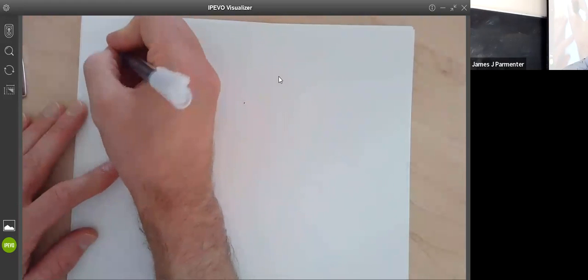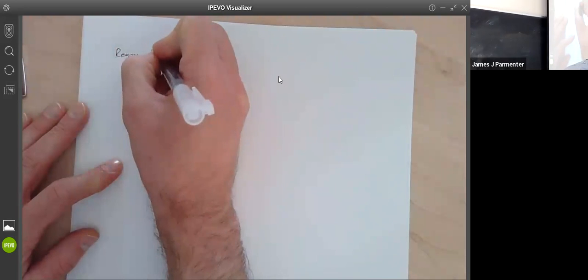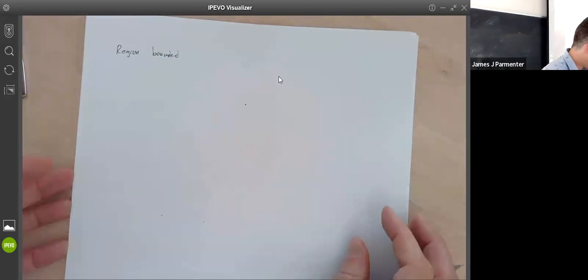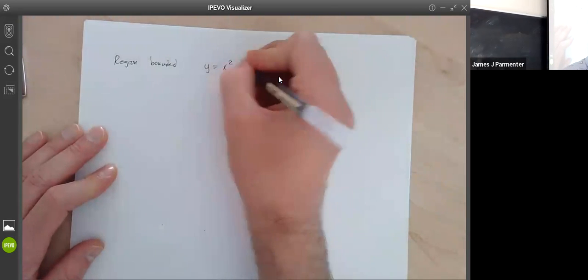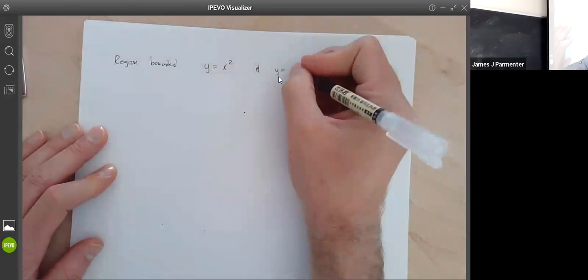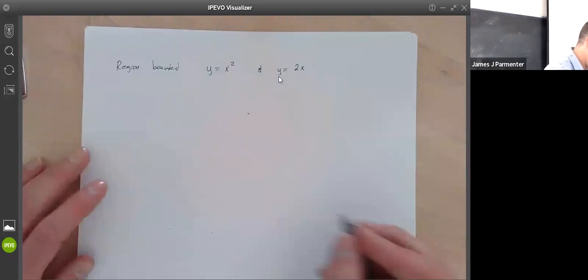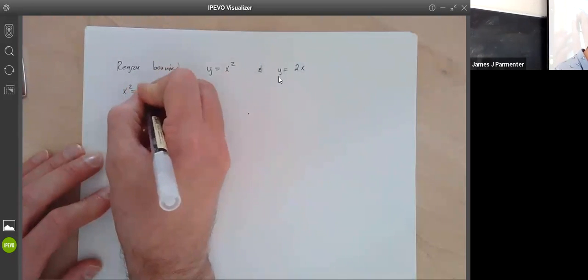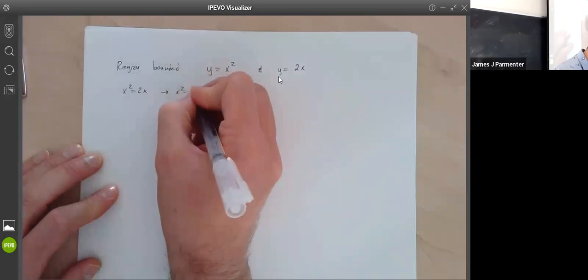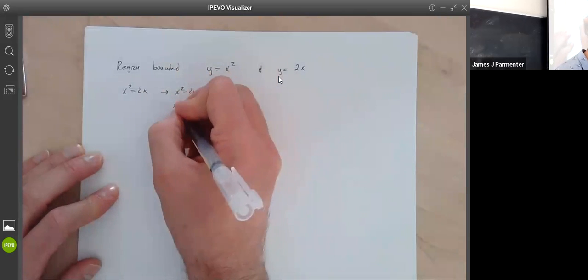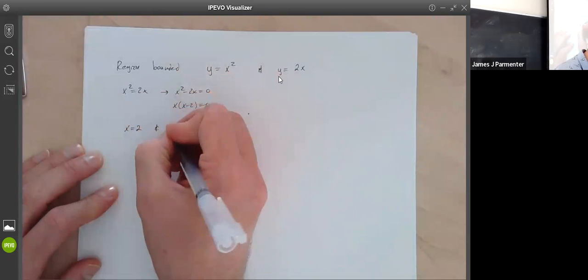Let's say we have this region. So the region bounded by, let's just make something up that's super fun, y equal to x squared and y equal to 2x. And so if you set those equal to each other, x squared equals 2x. x squared minus 2x equals 0. Factor out an x. You get x equal to 2 and x equal to 0.